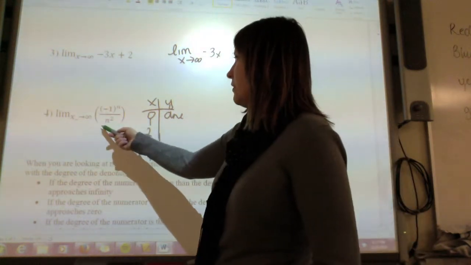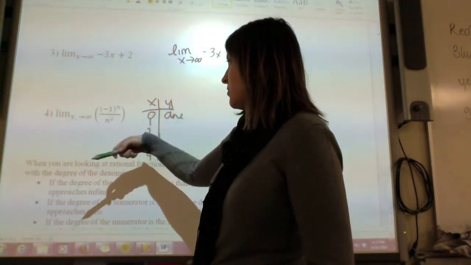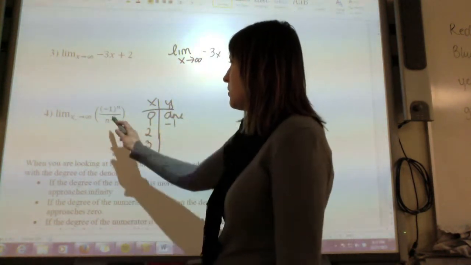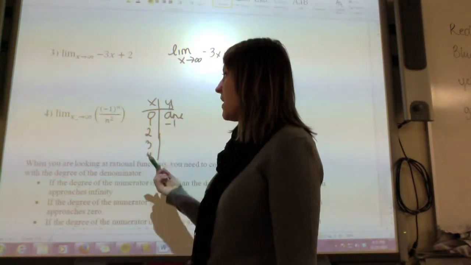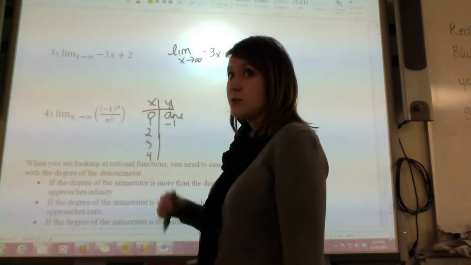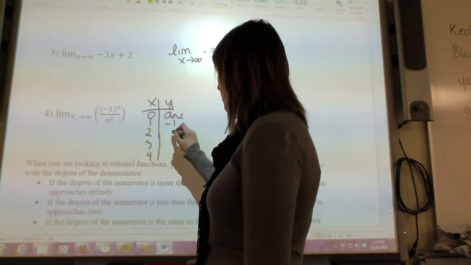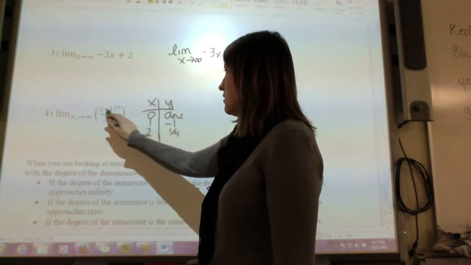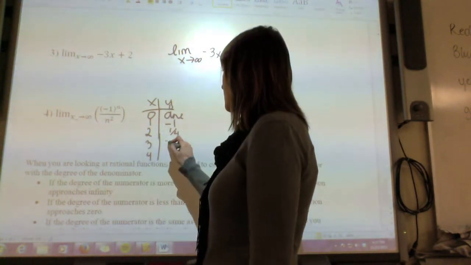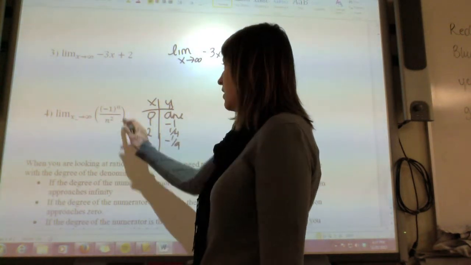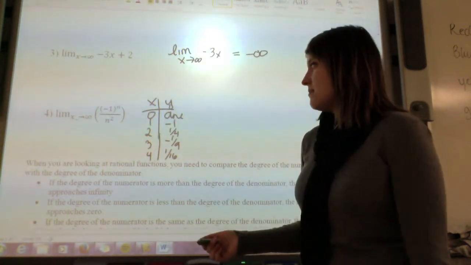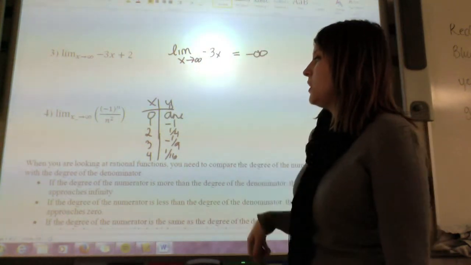Okay, if I plug in a 1, I've got negative 1 to the first, which is negative 1, divided by 1. So that would just give me negative 1. If I plug in a 2, negative 1 squared is positive 1, and positive 1 divided by 2 squared, that would be 1 over 4. Negative 1 cubed is negative 1, and 3 squared is 9, so this would be negative 1/9. This one would become positive 1/16. So you'll see that what's happening every time is that I'm going back and forth between a negative and a positive number.